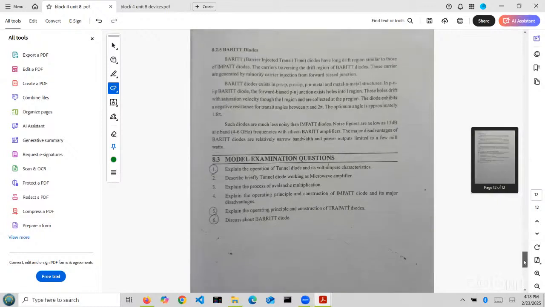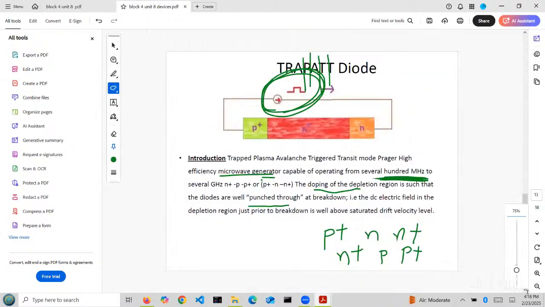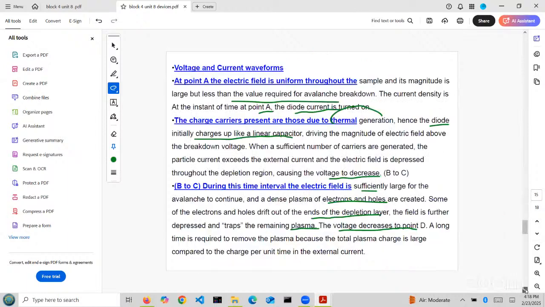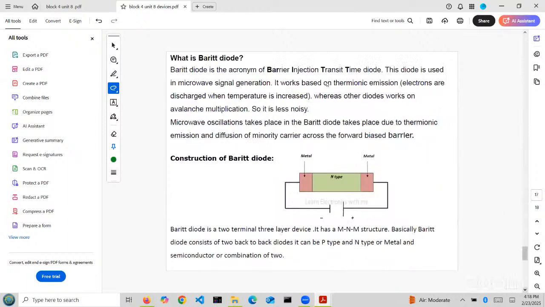The next one is the Barrett diode. What is the full form of Barrett diode? Barrier injection transit time diode. This is used in microwave signal generation. To generate microwave signals, we will use this one.